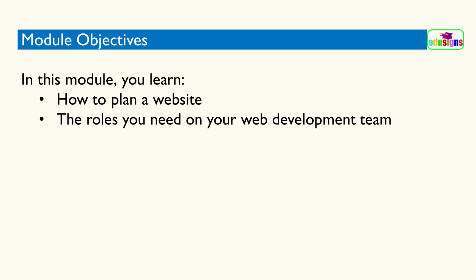The roles you need on your development team. You need at least one person to fill each role. For large or complex sites, you may need more than one person per role. Complex sites and/or web applications may need team members in additional specialist roles.